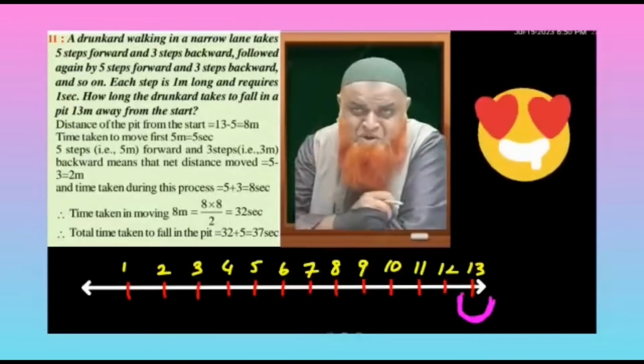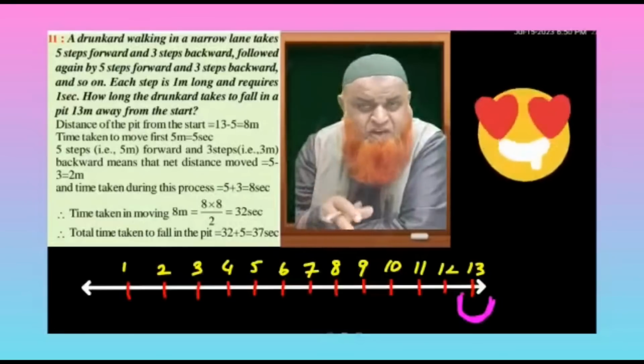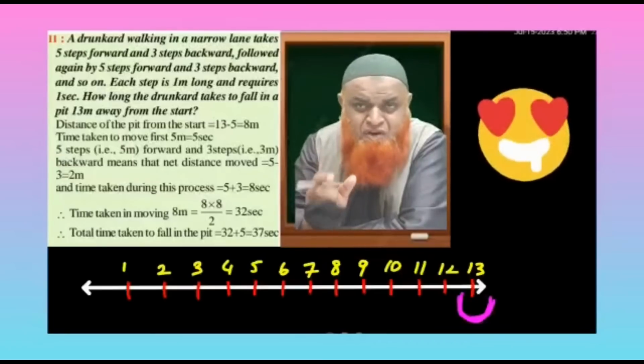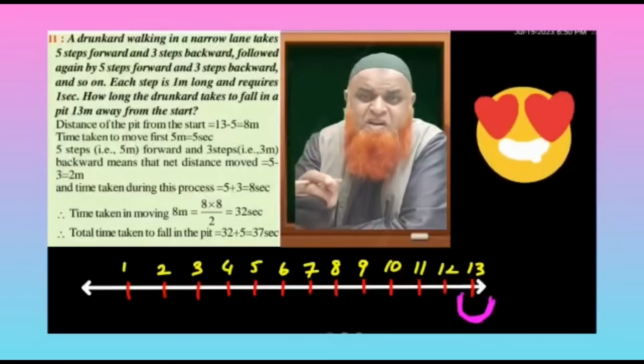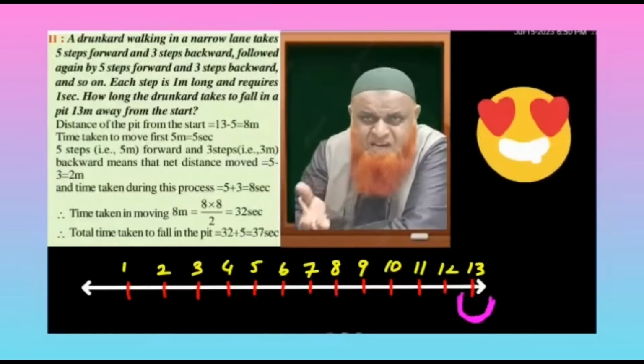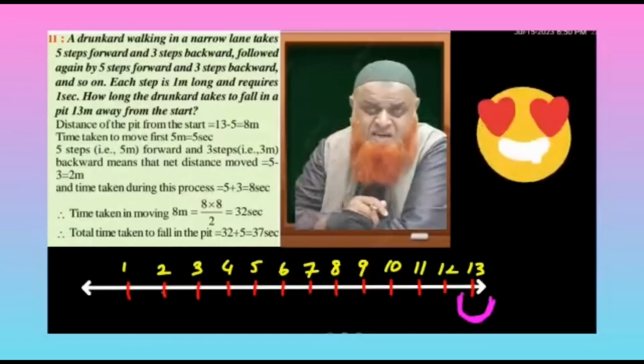I'll tell you a smart way. Overall, how many steps is he moving? 5 meters forward and 3 meters backward means net how many meters is he moving forward? You know that. Only 2 meters he is moving forward, and he is taking 8 seconds. That is enough, no? 2 meters forward in just 8 seconds.